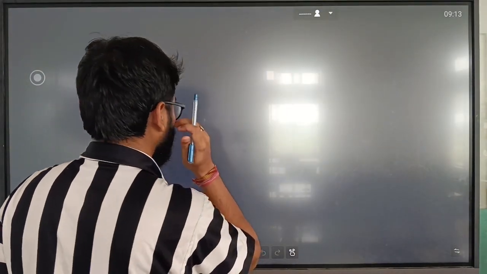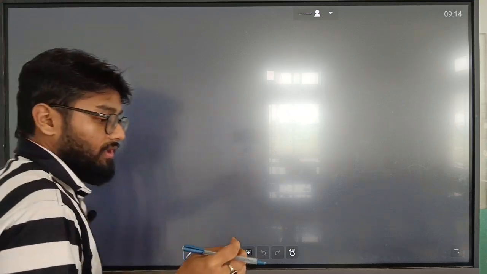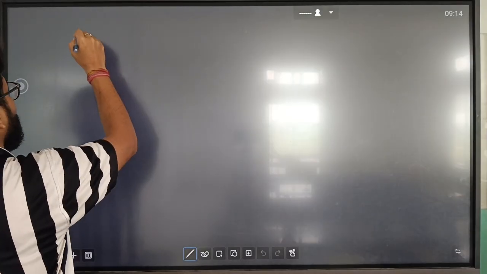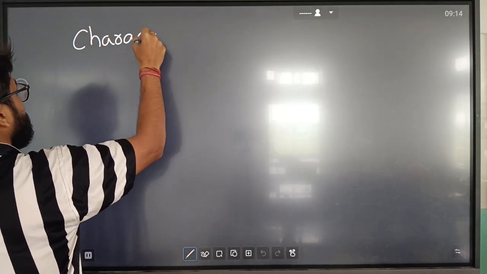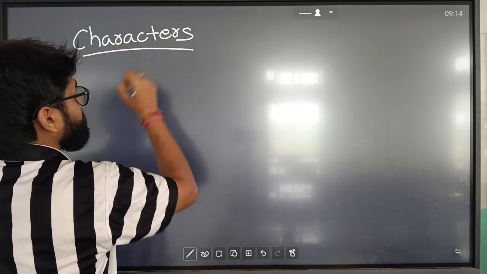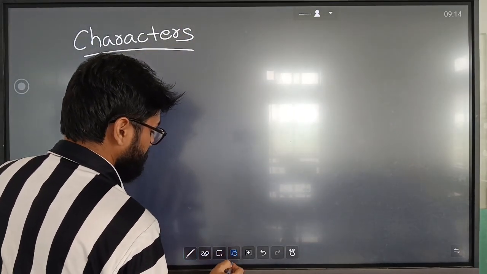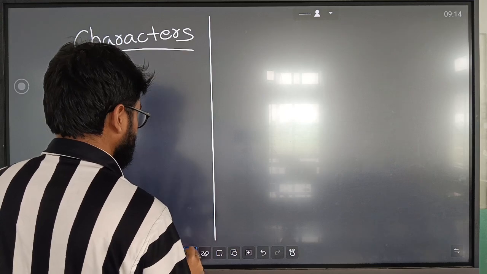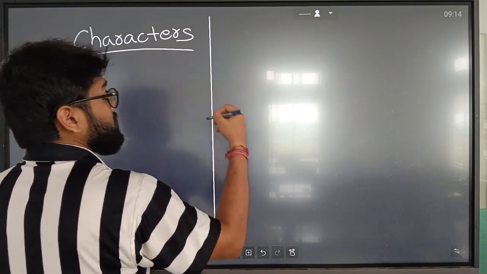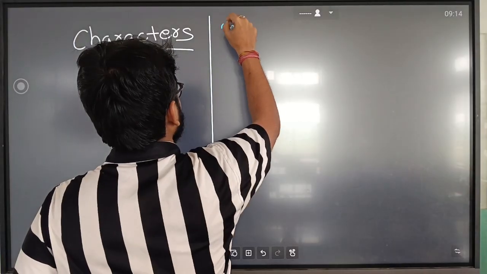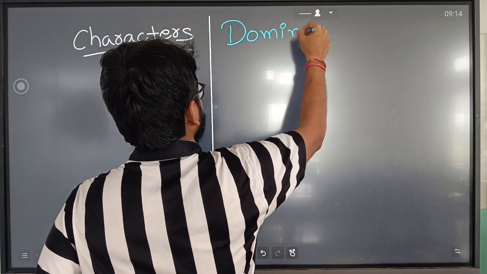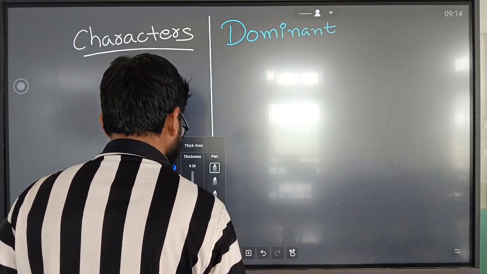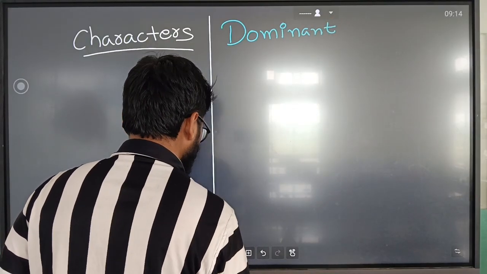I'll give you a simple trick on how to remember this. First, we will be discussing what are these characters that Mendel took while experimenting in the pea plant. These are the characters that we will be taking. Then we will take the expression of these characters, that means the dominant trait of that character.